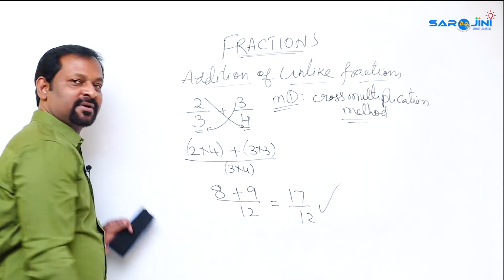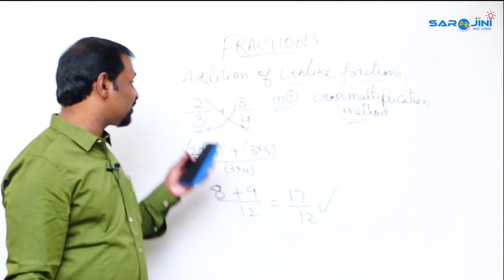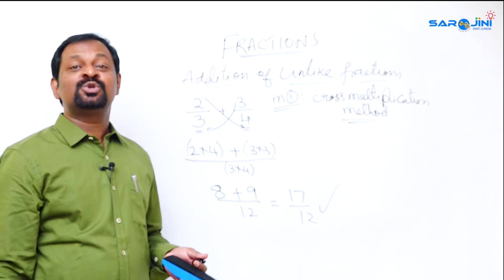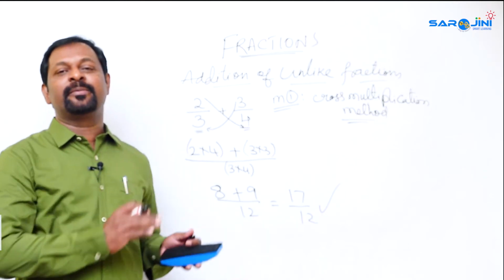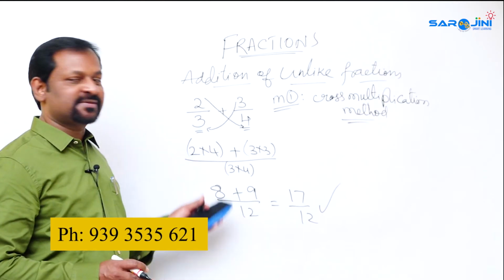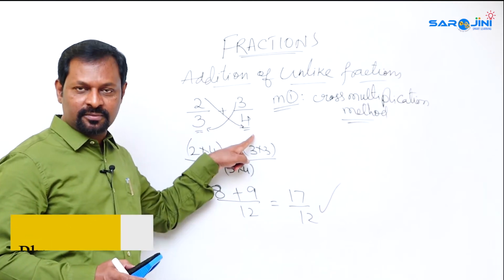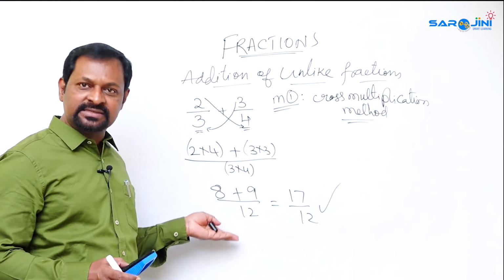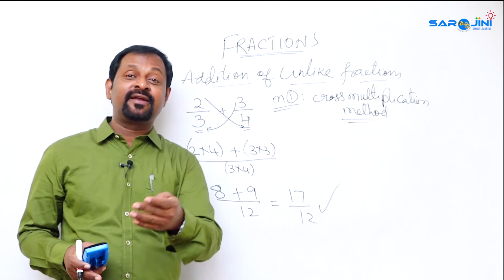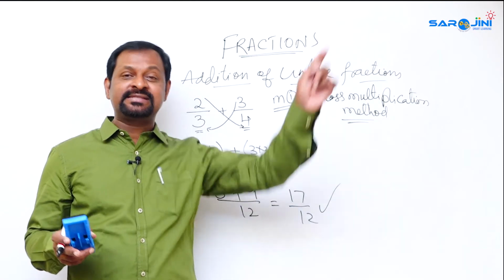Just check the previous one, you will get the same answer. So you can do in this method also. When there are smaller numbers, you can do this method because the denominators are 4 and 3, and 3 4s are 12. This is very simple. Suppose you get denominators like 24 and 47.